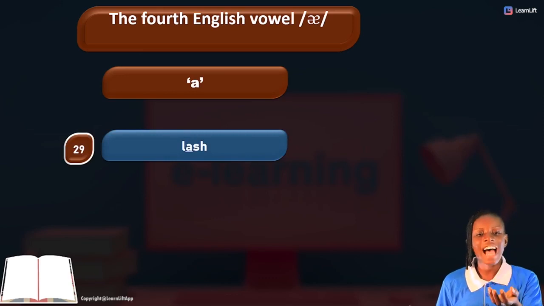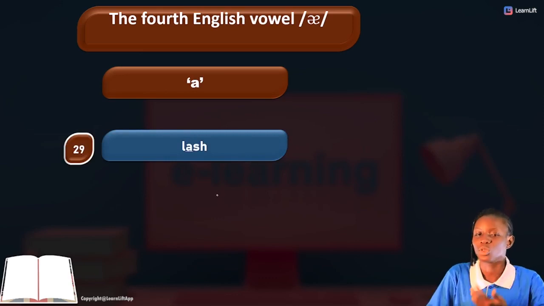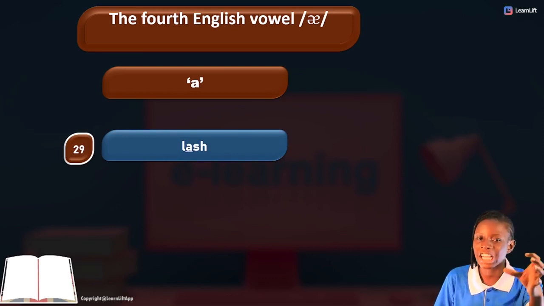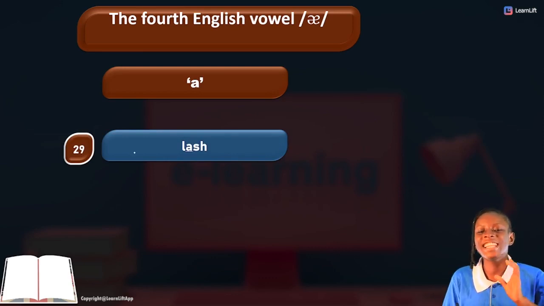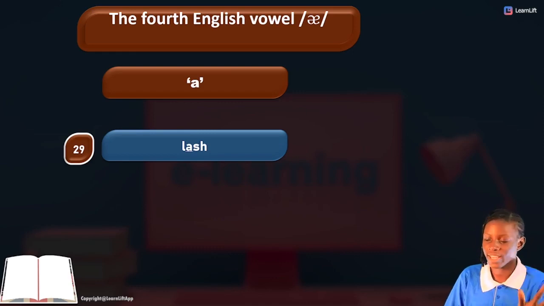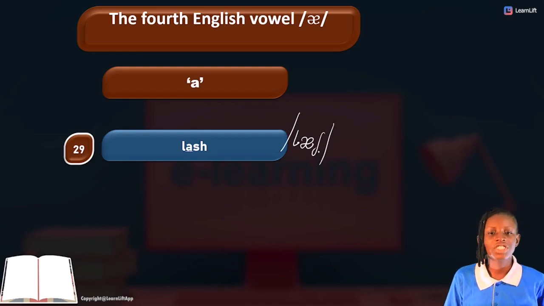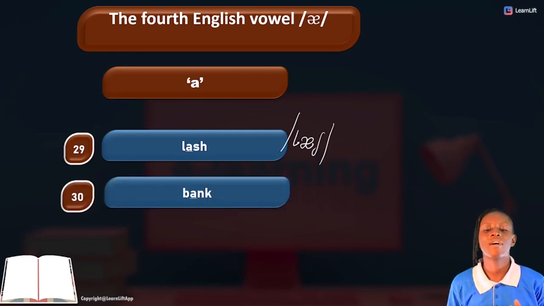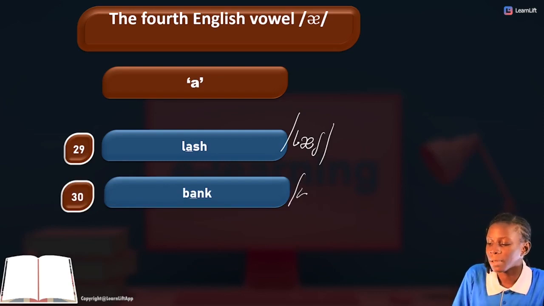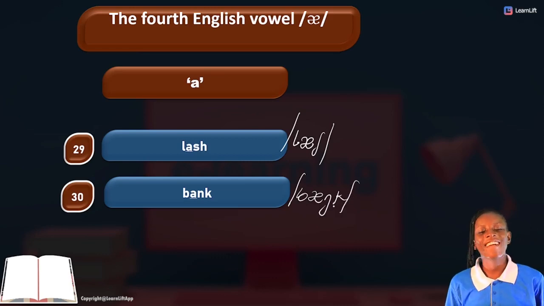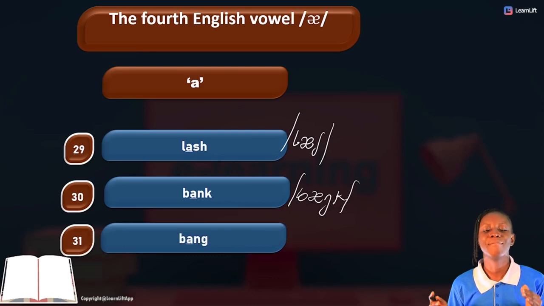Lash. Now, how is lash transcribed? Let's go together, using our knowledge of cash and clash. Let's transcribe lash together, listening strictly to only what we hear. Lash transcribed as lash. Next example, we have bank. Bank. Now, how is bank transcribed? Bank.